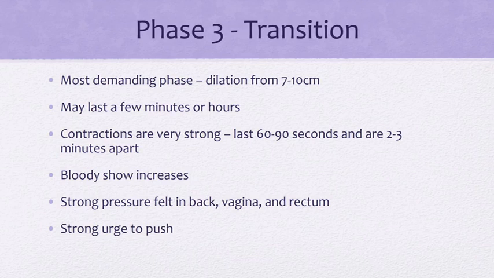Your contractions are very strong, lasting anywhere from a minute to a minute and a half, and they're 2 to 3 minutes apart. And remember, these are uncontrollable contractions with the body. Bloody show increases. There's a strong pressure felt in the back, the vagina, and also in the rectum. And that's, like I said, due to the presenting part, the fetal head, coming through the vagina. And there's also that strong urge to push in transition.